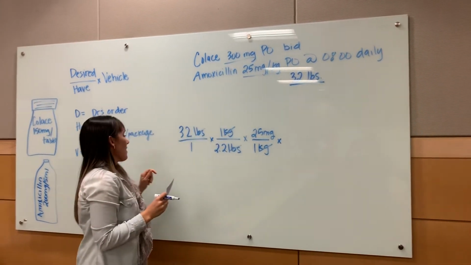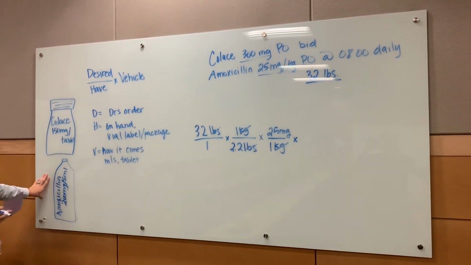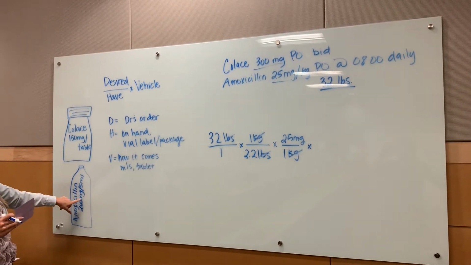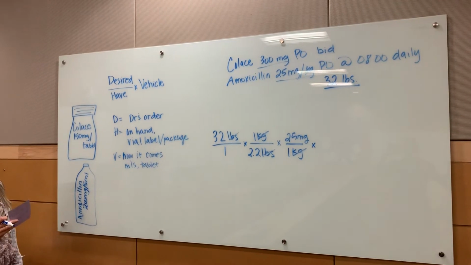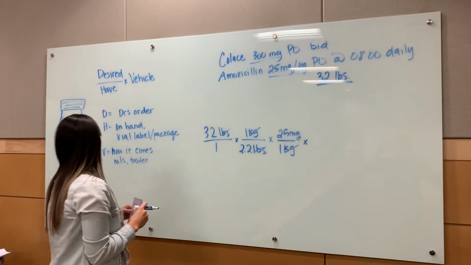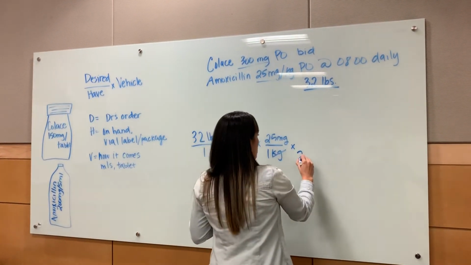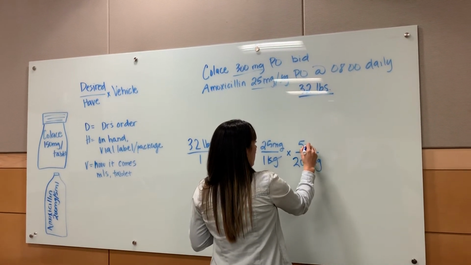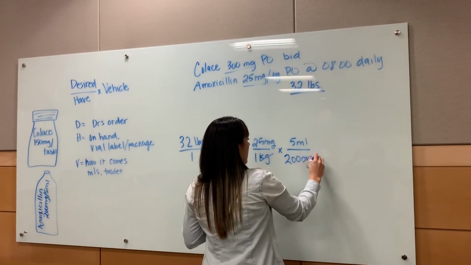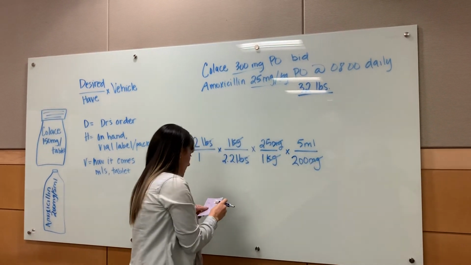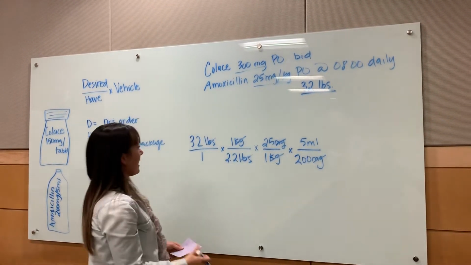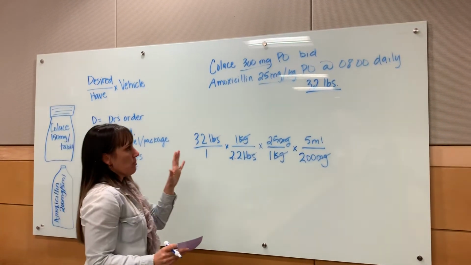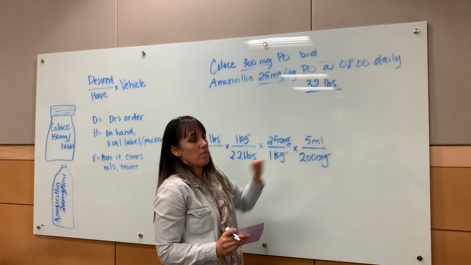So we're going to look at the bottle now. This is our have. Amoxicillin is 200 milligrams per 5 mils. So I want to get rid of those milligrams here, so I'm going to put 200 milligrams over 5 mils. Now I can get rid of my milligrams. Now I finally have crossed out all of my units of measurement until I'm left with what I really want, which is mils.